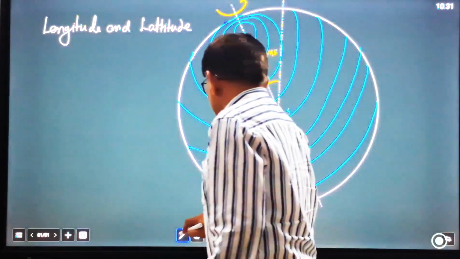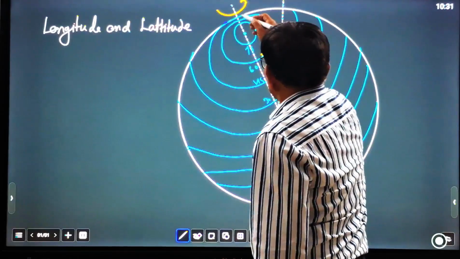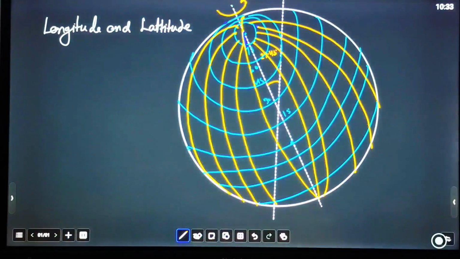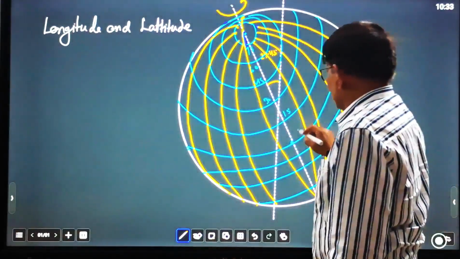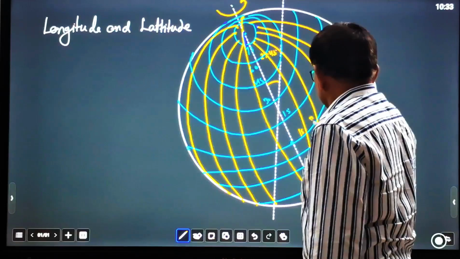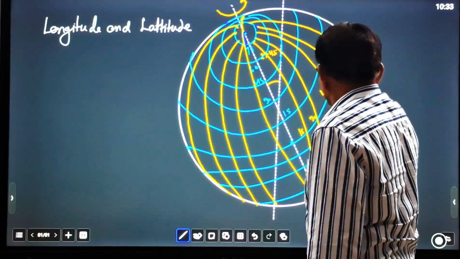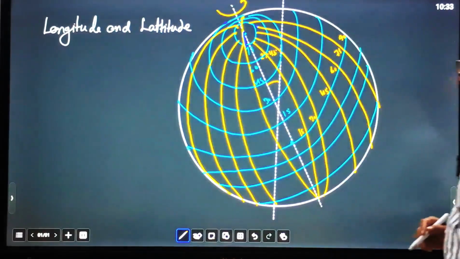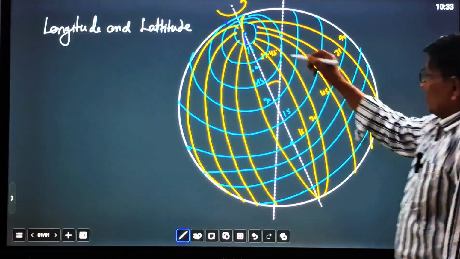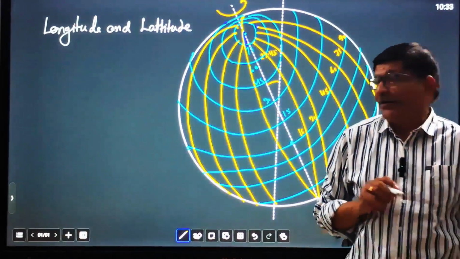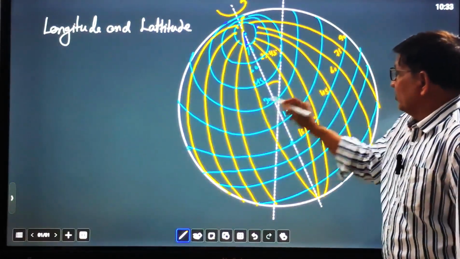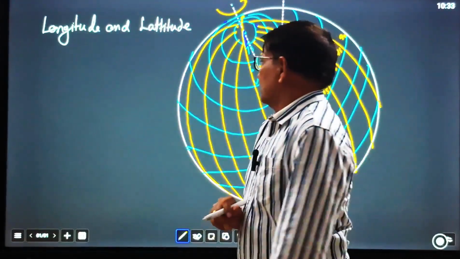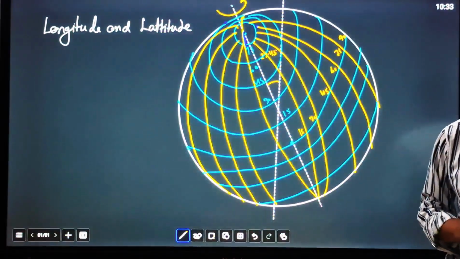Similarly, we can draw the longitude here. These are longitude lines; the yellow color lines are longitude. Here we have started from 15 degrees, 30 degrees, 45 degrees, 60 degrees, 75 degrees, 90 degrees. So these vertical yellow lines are longitude, and the blue lines are latitude. Any location can be defined with the help of longitude and latitude.